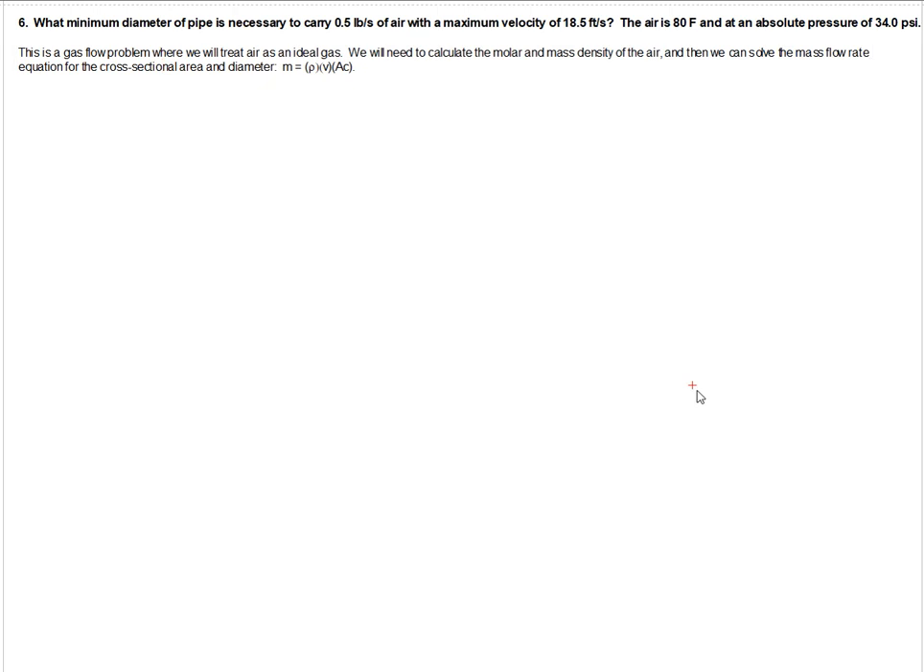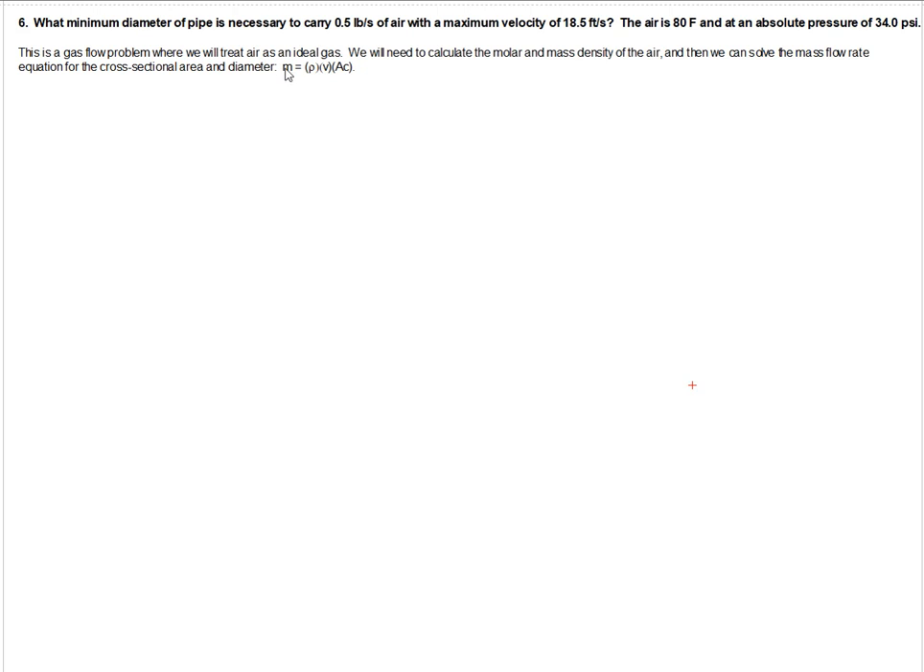So this is another gas flow problem. We're dealing with a compressible fluid. Our fluid is air, and we're going to treat it as an ideal gas. What we'll need to do is calculate the molar and mass density of the air, and then we can solve the mass flow rate equation for the cross-sectional diameter.